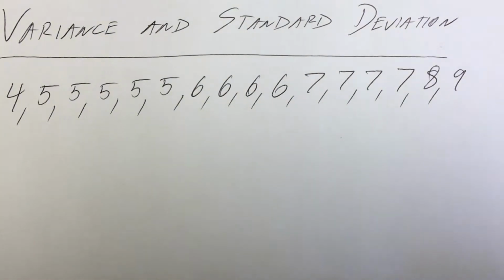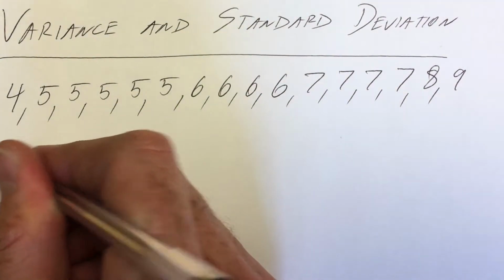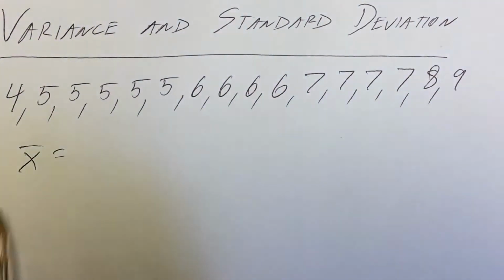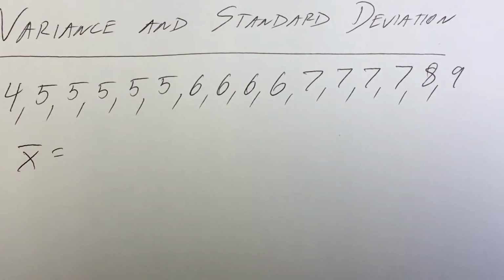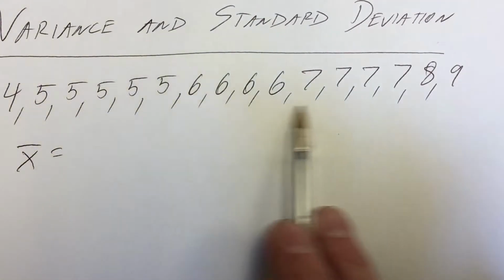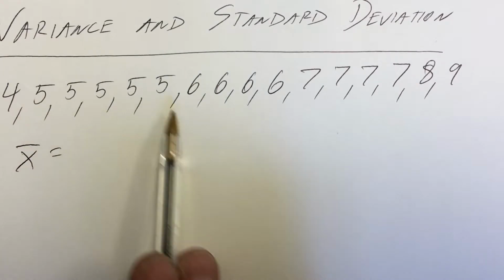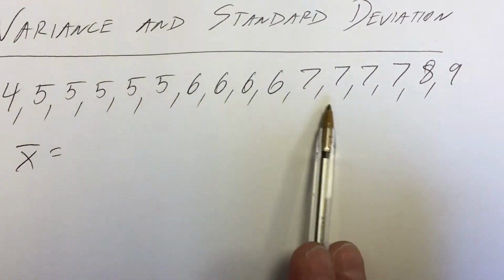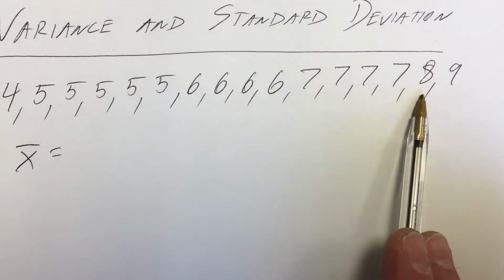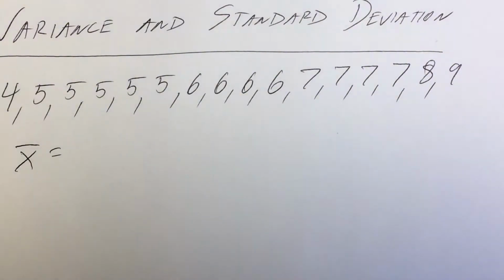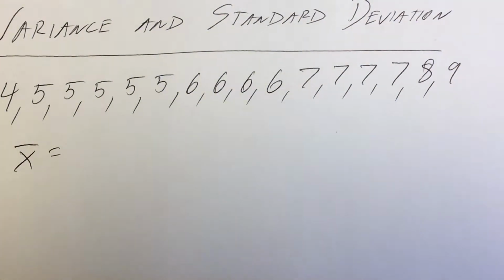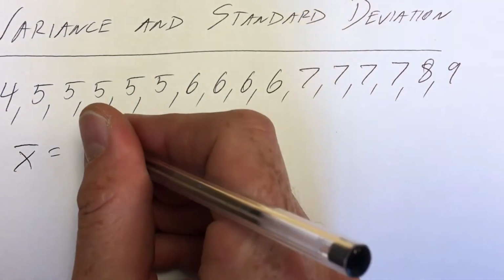If you recall from the equation, we need to find a few numbers. The first number that we need is x bar. X bar again is the mean or the average. To find the mean, you first add up all your numbers given in your data set: 4 plus 5 5s plus 4 6s plus 4 7s plus 8 plus 9. Taking the sum of all the data, that adds up to 98.